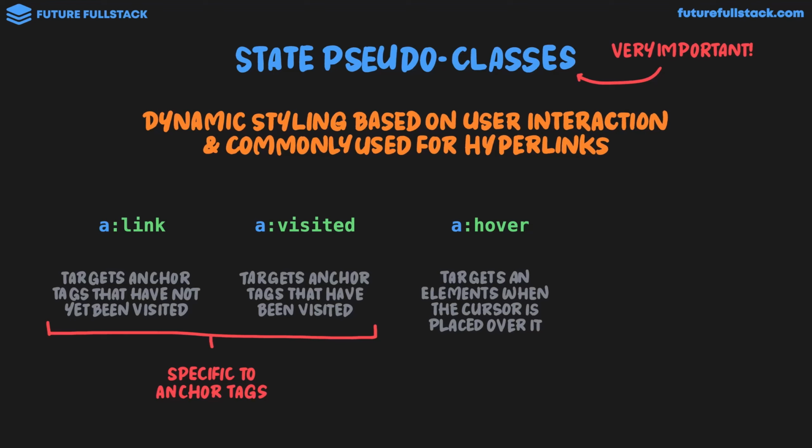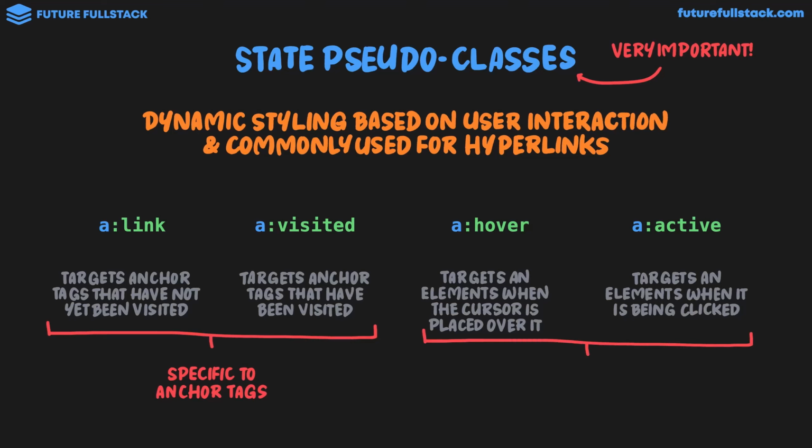The last pseudo-class is the active pseudo-class. This targets an element when it is being clicked. So this pseudo-class is specifically targeting when the element is actually being clicked. Oftentimes, you won't even notice the active pseudo-class, because clicking an element might only last a few milliseconds. These 2 pseudo-classes are not specific to anchor tags. You can use them on other elements. So let's go play around with these in VS Code.